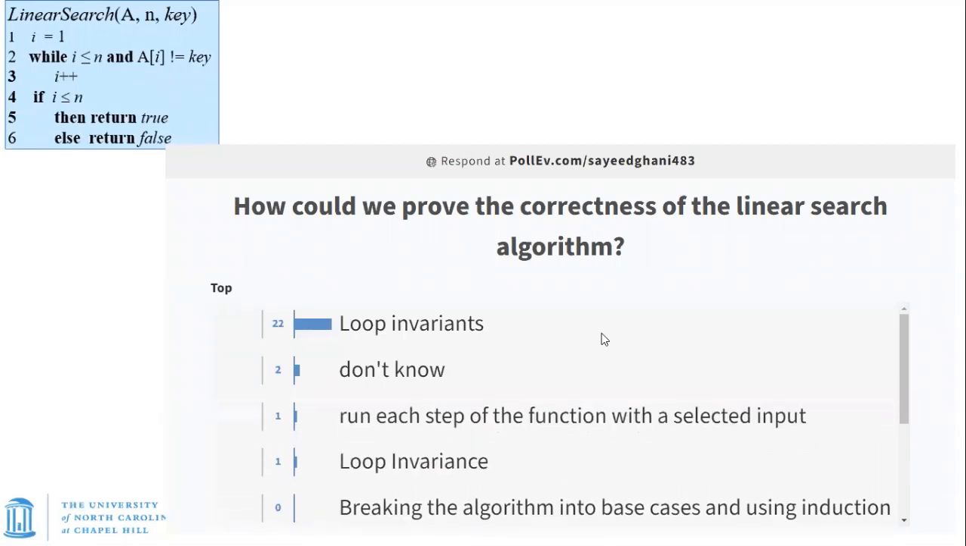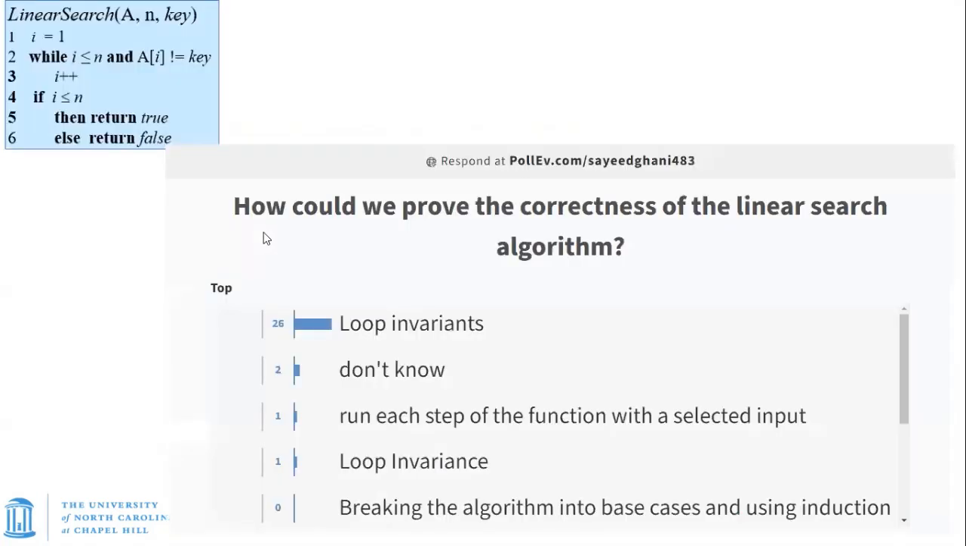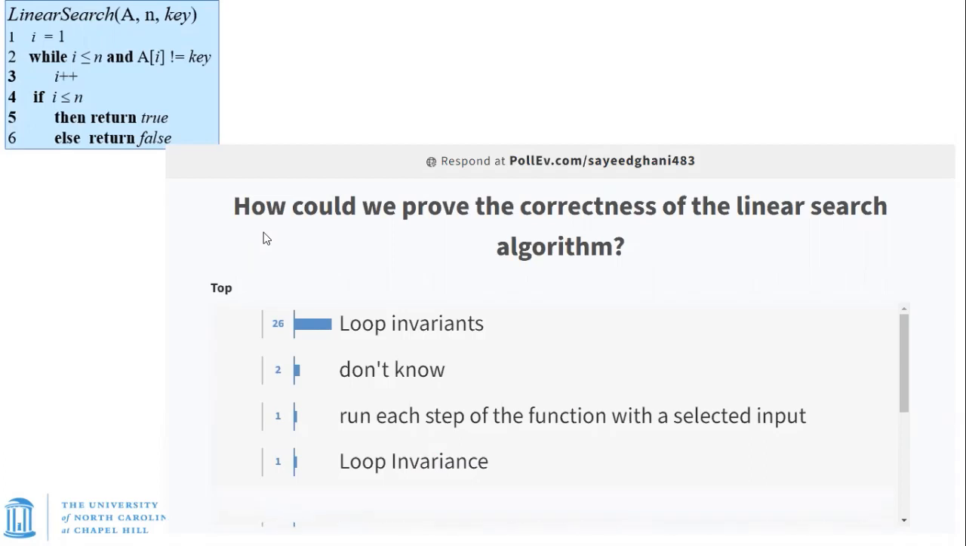So let's take a look at loop invariants. A loop invariant is defined as follows: you need a logical expression which has the following properties. That particular logical expression must be true before the first iteration of some loop. Your code may have a bunch of loops, so you don't necessarily have to look at all the loops, but maybe there's some key loop at the heart of your algorithm, and you need to focus on that particular loop.